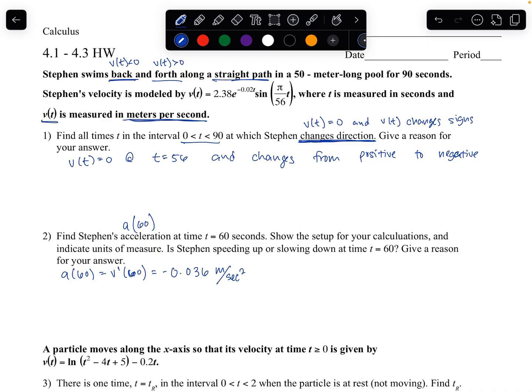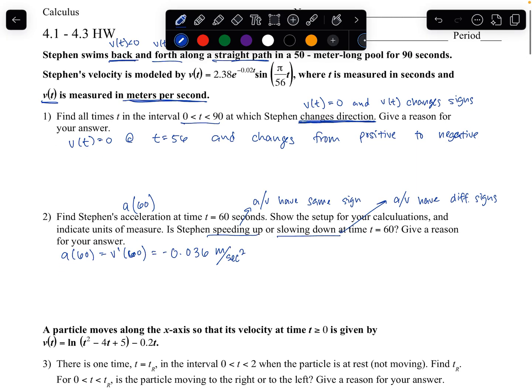Okay, and then it's asking us, is Stephen speeding up or slowing down? Speeding up means acceleration and velocity have the same sign. Slowing down means acceleration and velocity have different signs. So we know that the acceleration at 60 is negative, but what about the velocity at 60?